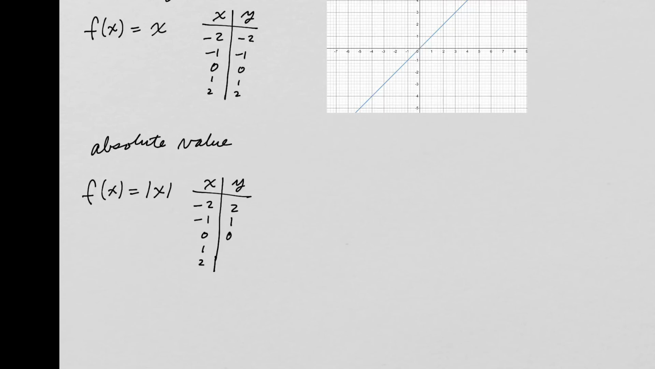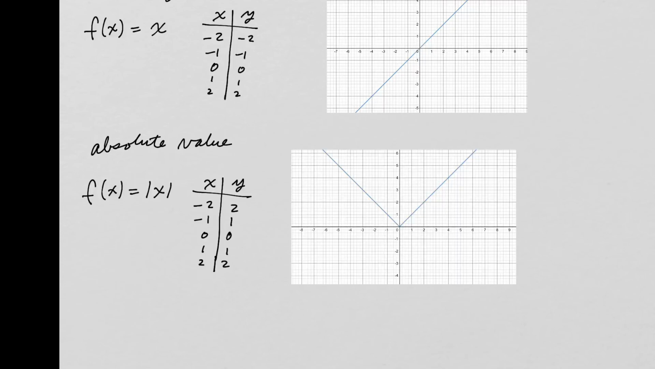And then if the input is 1, it's 1. Input is 2, it's 2. So if we graph that, it looks like this. If you look at this, it kind of looks like the identity function when x is greater than or equal to 0, and it's sort of like negative x, or negative identity function, on the other side. So the outputs are always going to be positive.